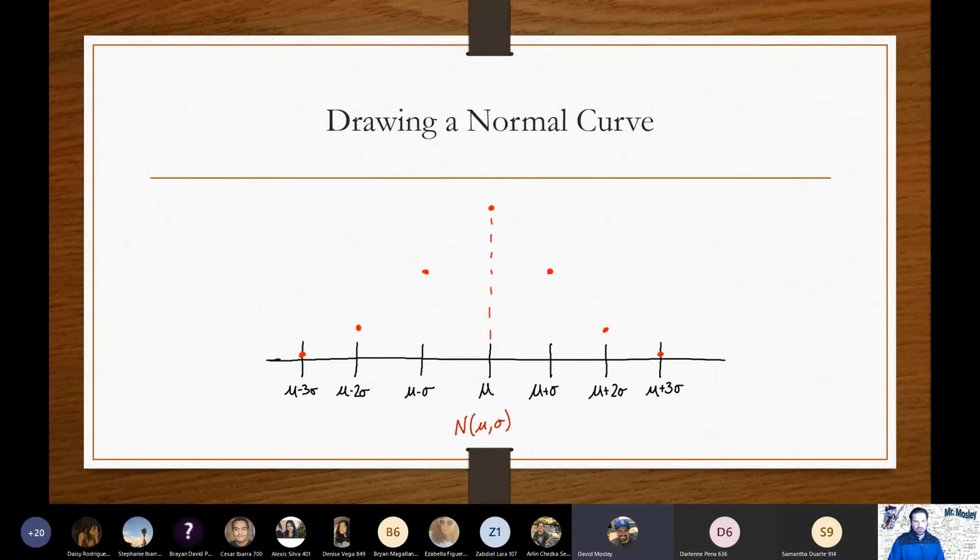So now we draw the curve as best as we can. Essentially, I'm going to start on the left-hand side here. We're just going to try and go up through our points.